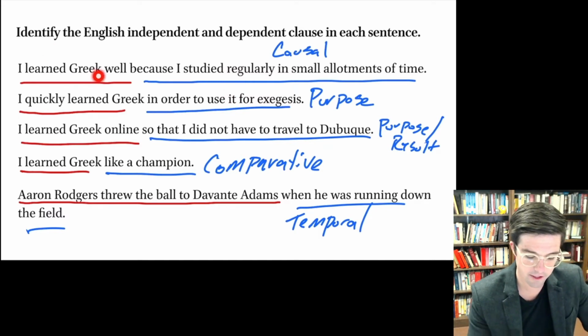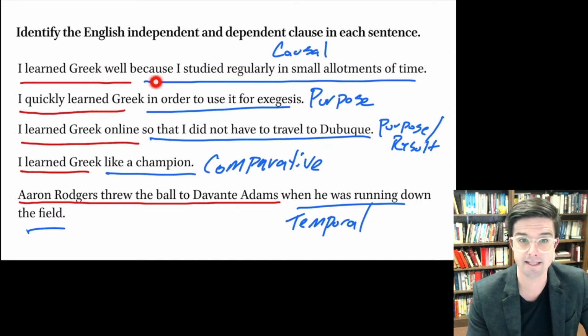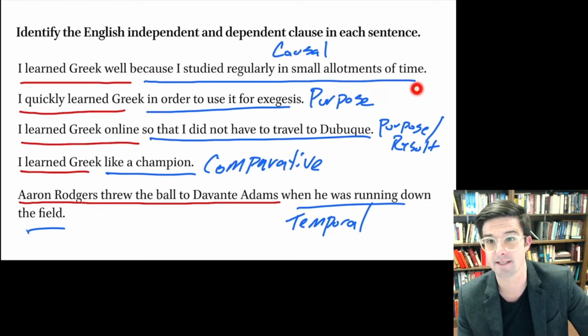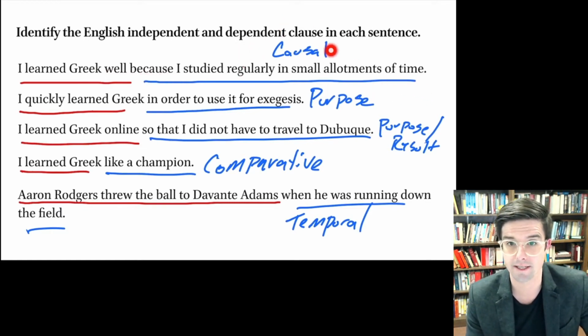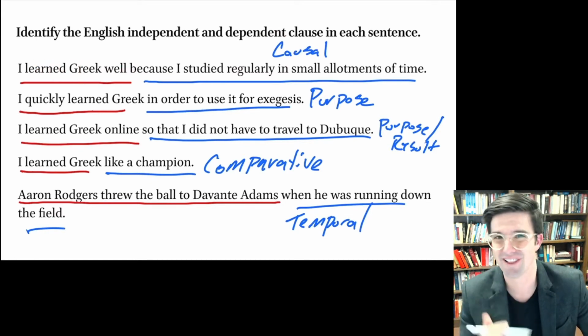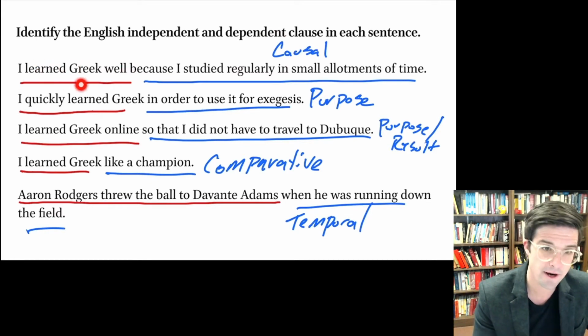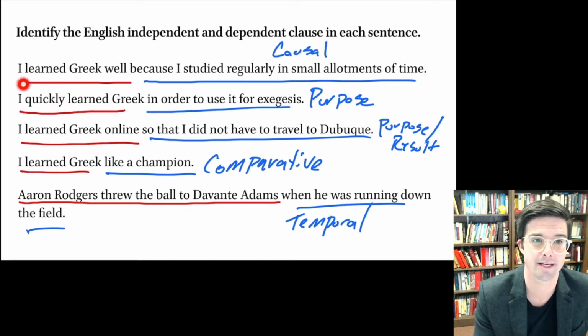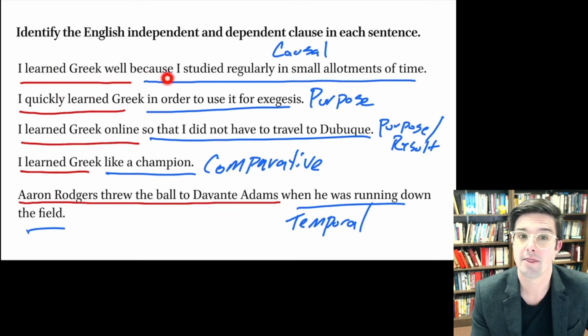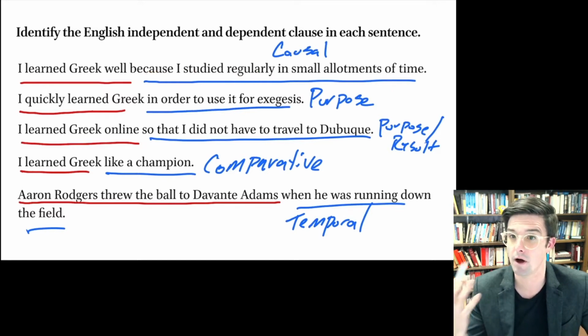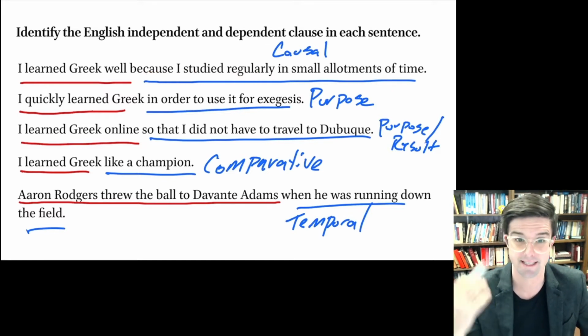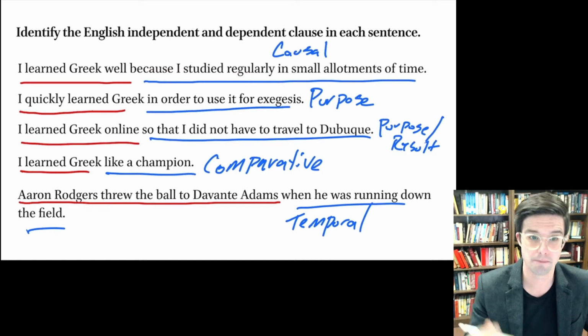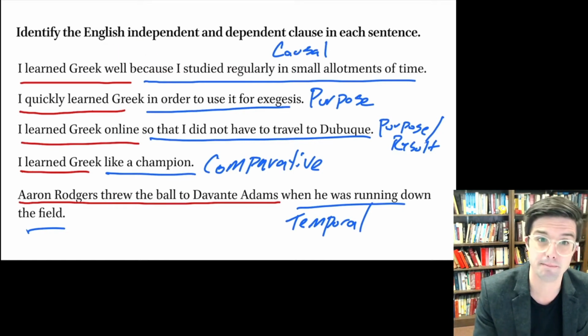So, "I learned Greek well because..." Everything after "because" is a causal clause telling us the reason that you learned Greek so well. So this part can stand on its own in a sentence: "I learned Greek well." This part cannot stand on its own. "Because I studied regularly in small amounts of time" is not a complete sentence. It needs something else to complete its meaning, namely the independent clause over here.